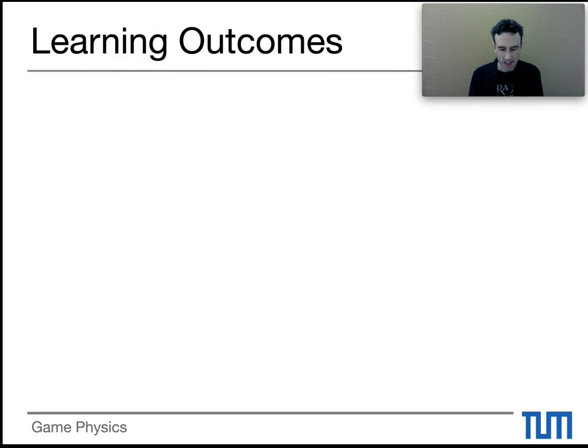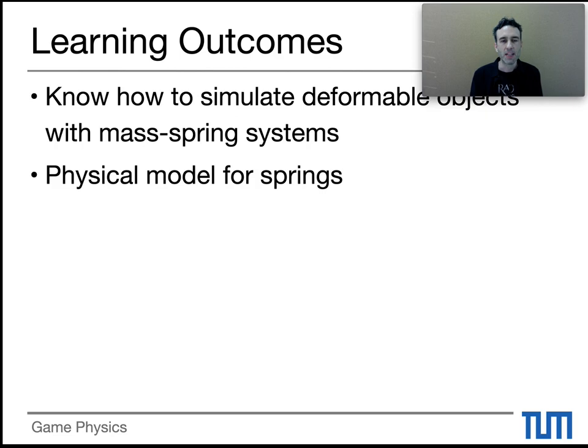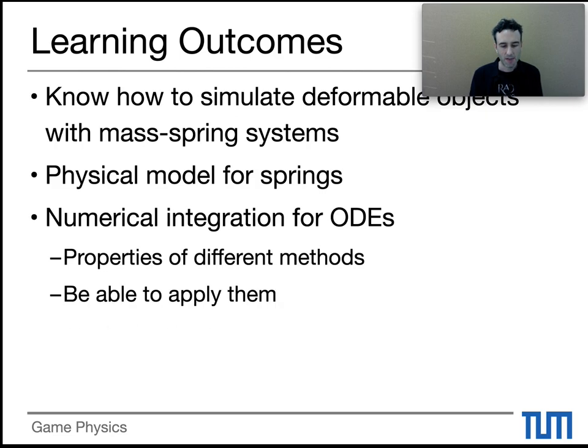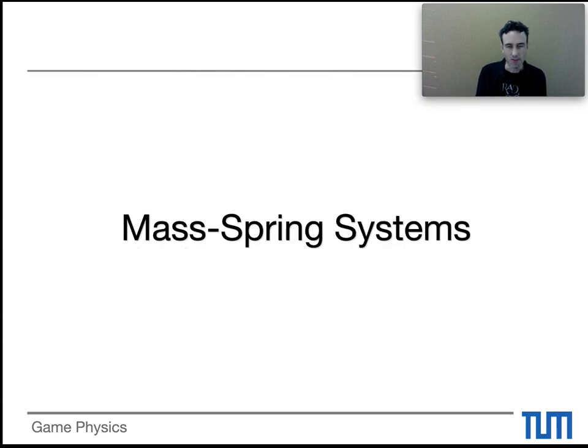On the slides you can find a few learning outcomes for this chapter, right? Dealing with formal objects and mass-spring systems. We'll look at the physical model. We'll look at these integration methods and also at some implementation aspects. This is what will follow in the next couple of sessions. So with that, now let's come to the actual mass-spring systems.